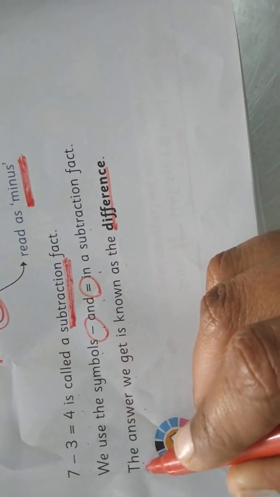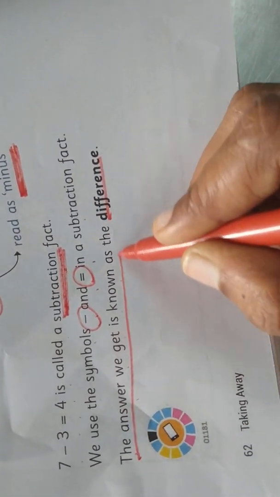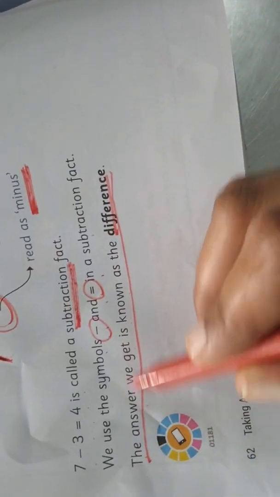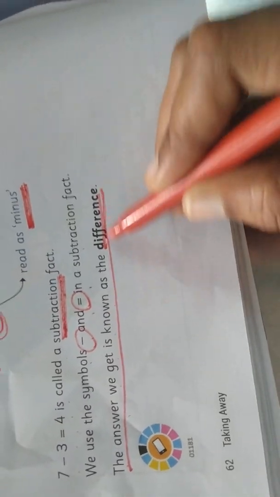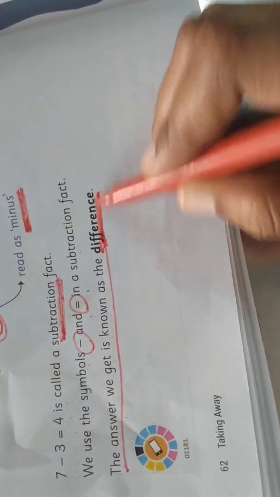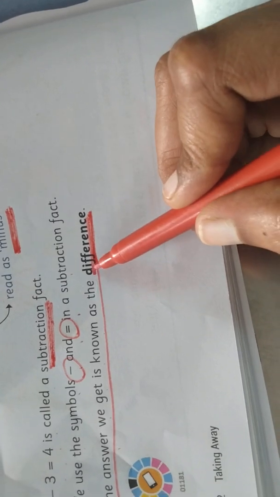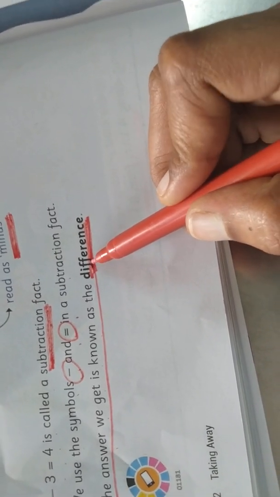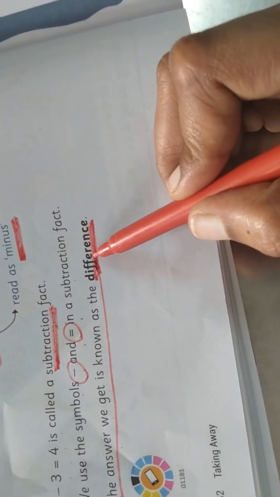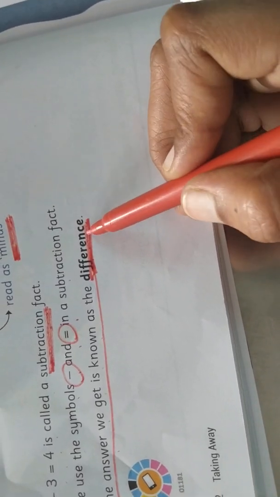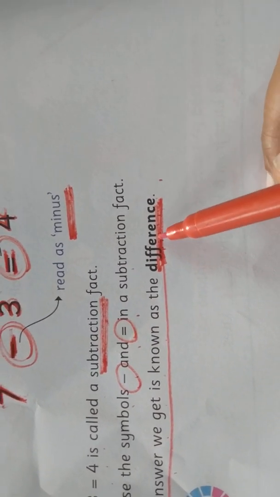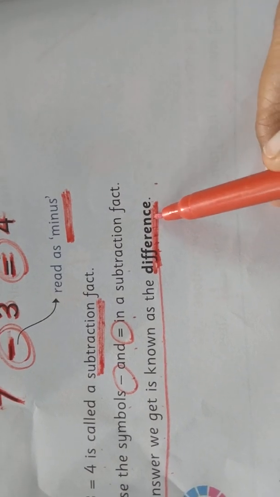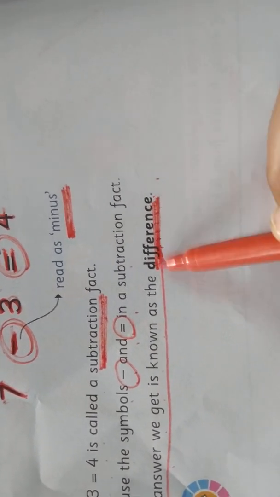Everyone take your pencil and underline this sentence. The answer we get is known as difference. What is this? Difference. Spell the word, children. D-I-F-F-E-R-E-N-C-E. Difference.